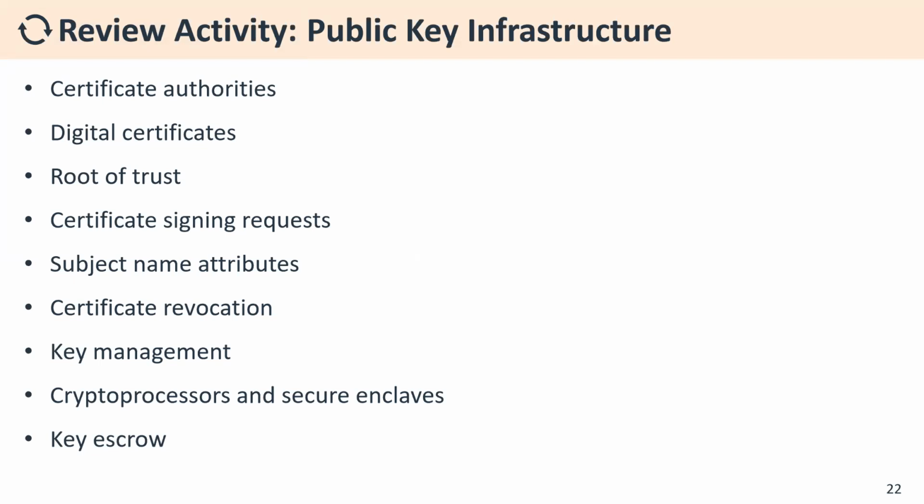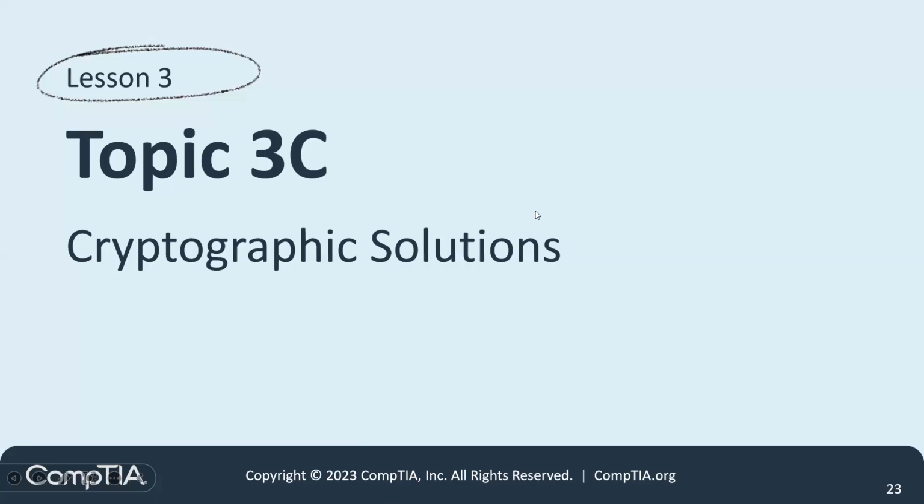Okay, let's do some reviews. We talked about certificate authorities, digital certificates, root of trust, certificate signing request. We're going to do a lab on these. A subject name attribute, certificate revocation. So it can happen, it can be revoked because of several reasons. You also have key management, crypto processors, and secure enclaves, where you want to protect hardware. Then, of course, you have key escrow.